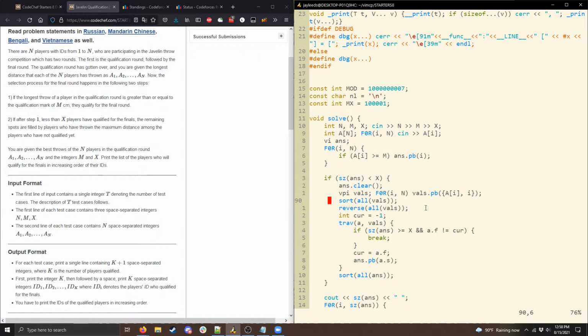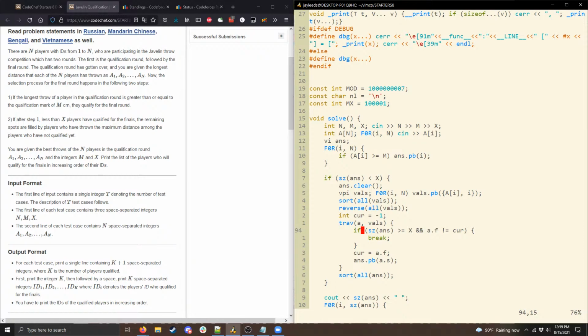So what I'm going to do is use pairs to sort the players in decreasing order of their score. And then I'm going to keep adding players until, first of all, we've added more than X players, and secondly, the current player we're looking at scores a lower number of points than the last player.